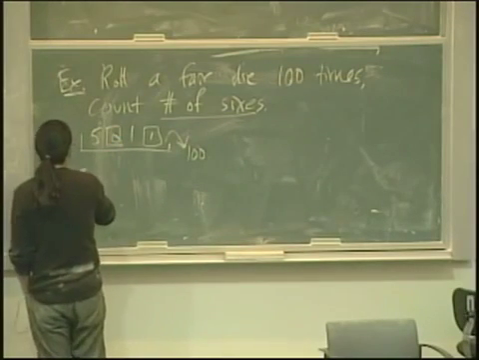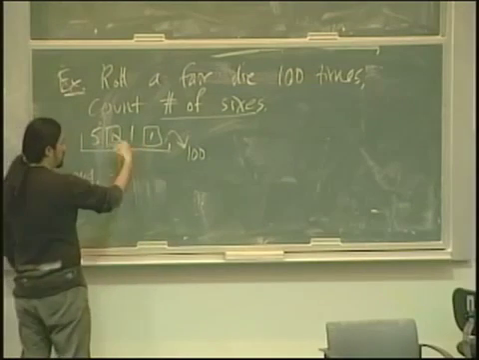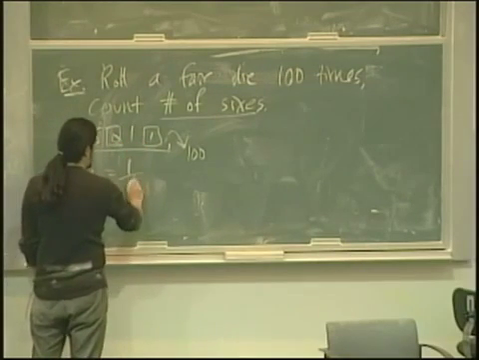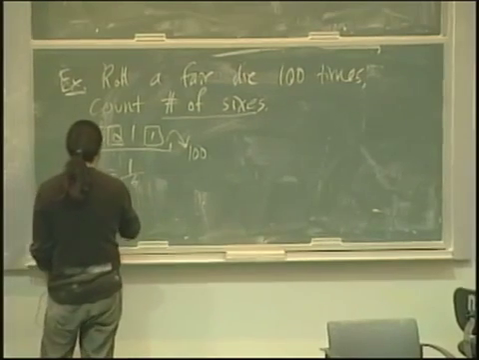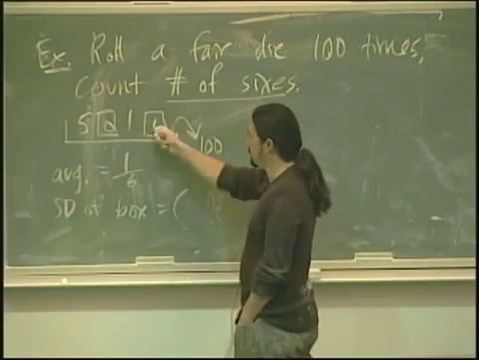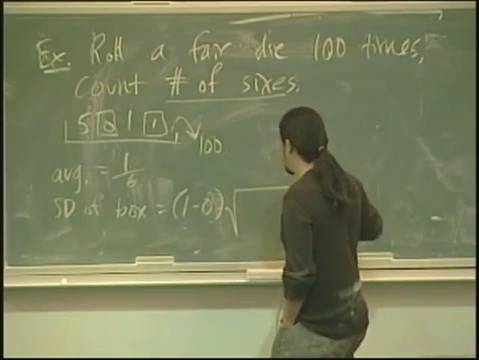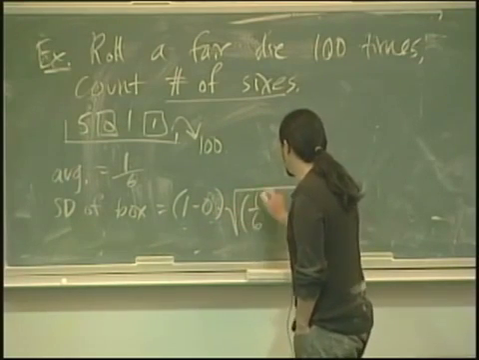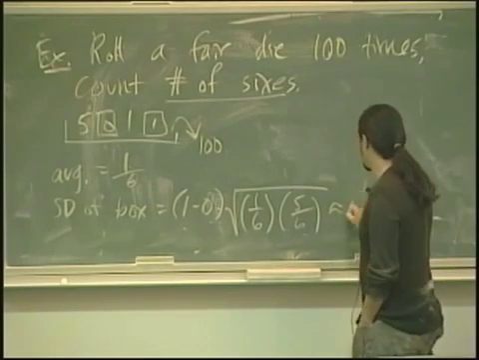So we have the average of this box. The sum of these numbers in the box is 1 divided by 6. And the SD of the box. Again, I'll use this shortcut. We have the big numbers of 1, small numbers of 0. Fraction of 1s is 1/6. Fraction of zeros is 5/6. This comes out to be about 0.37.